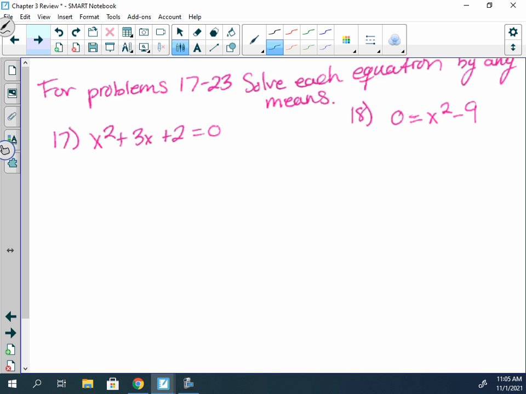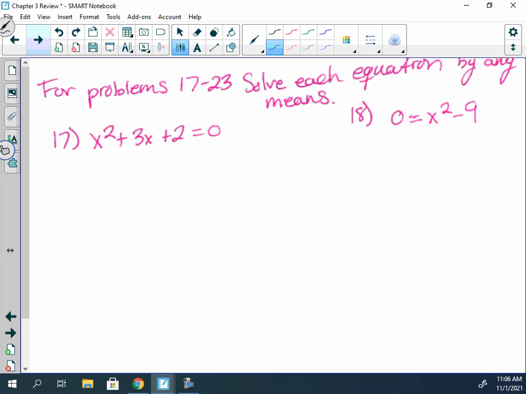So graphing worked well if the answers were what? What kind of answers did we look for if we were wanting to graph? Whole numbers, yes? So if it works out that there's whole number solutions, we can graph it. Most likely, if it graphs, it is factorable. And then the square root method worked well if we did not have a middle term or we had a set of parentheses squared. Completing the square and the quadratic formula worked every single time.